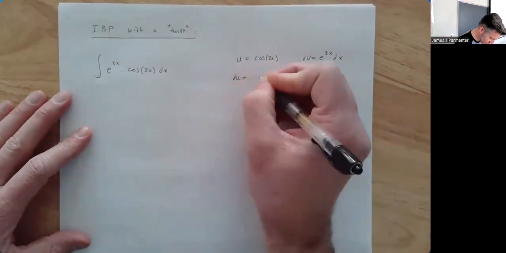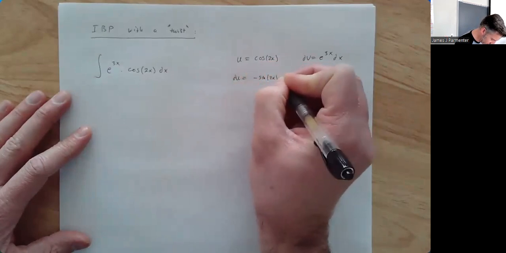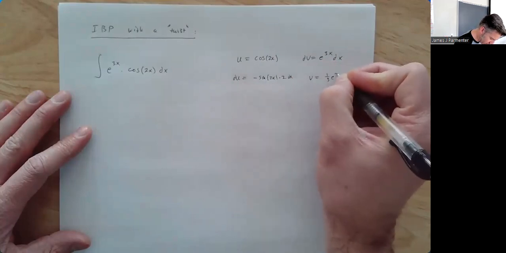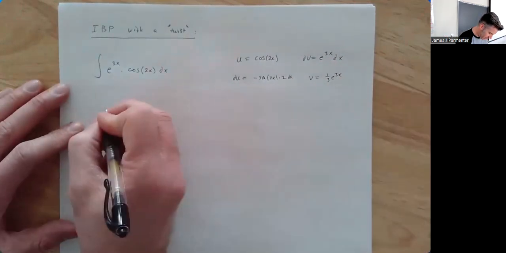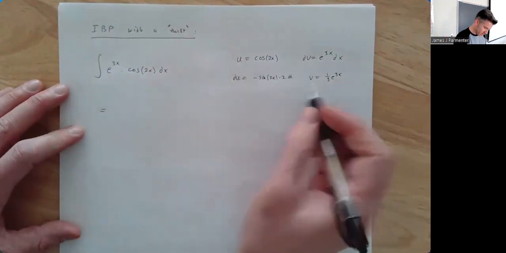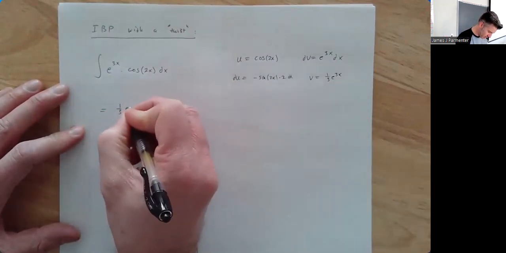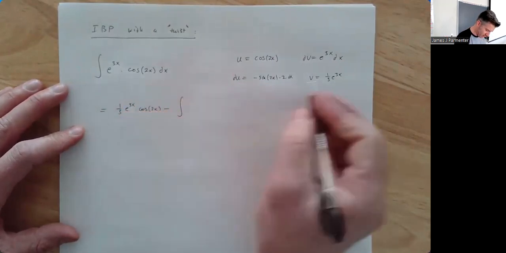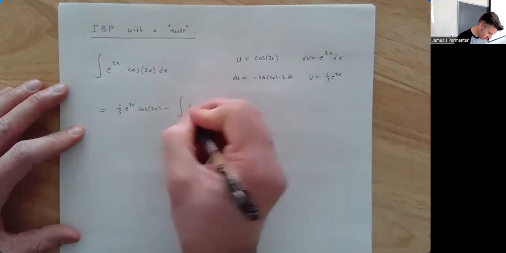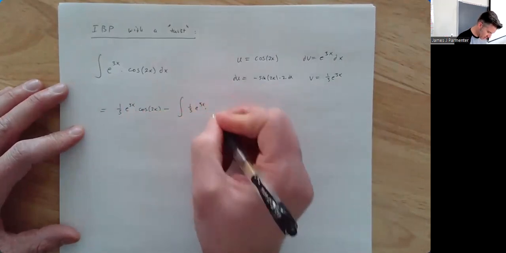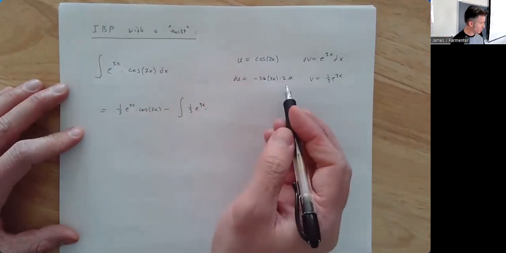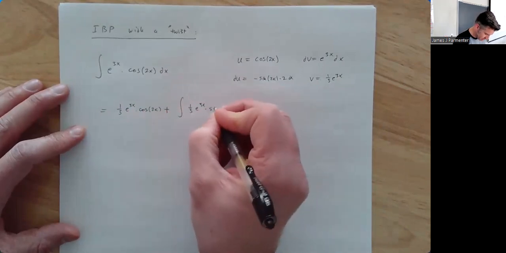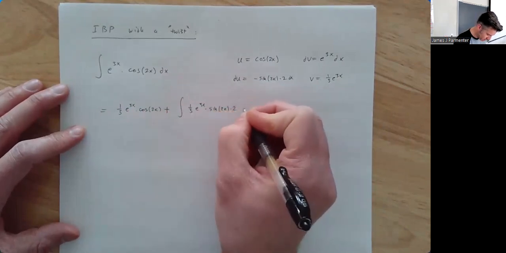My du is negative sine of 2x times 2 dx. My v is 1/3 e to the 3x. So now we're going to write this as uv, so 1/3 e to the 3x times cosine of 2x minus the integral of v du, 1/3 e to the 3x times. So instead of writing negative sine of 2x times 2 over here, I would probably pull the negative out in front and write it as plus sine of 2x times 2 dx.